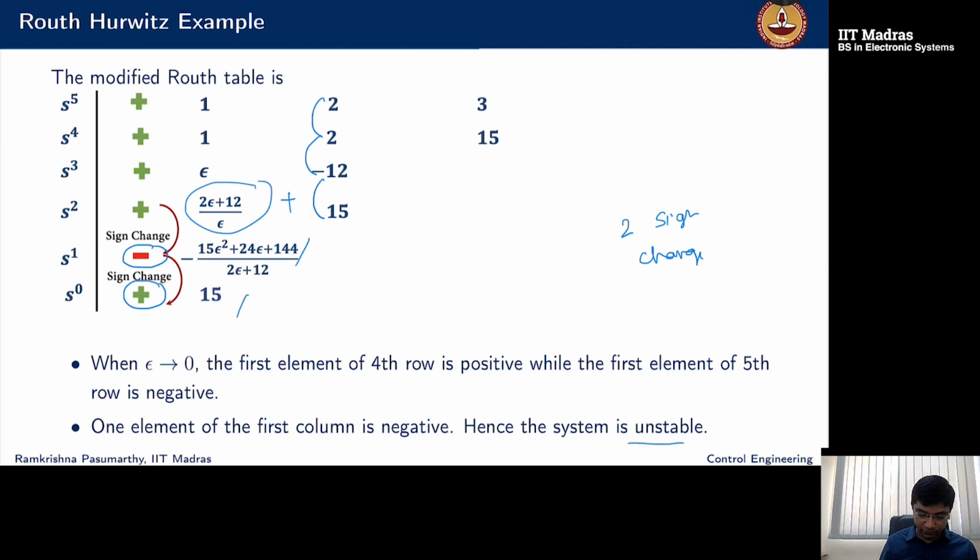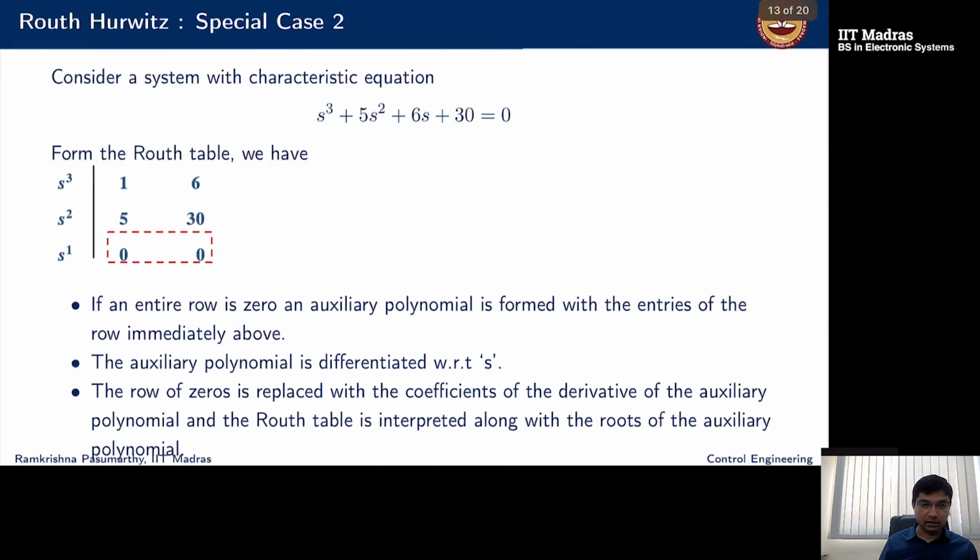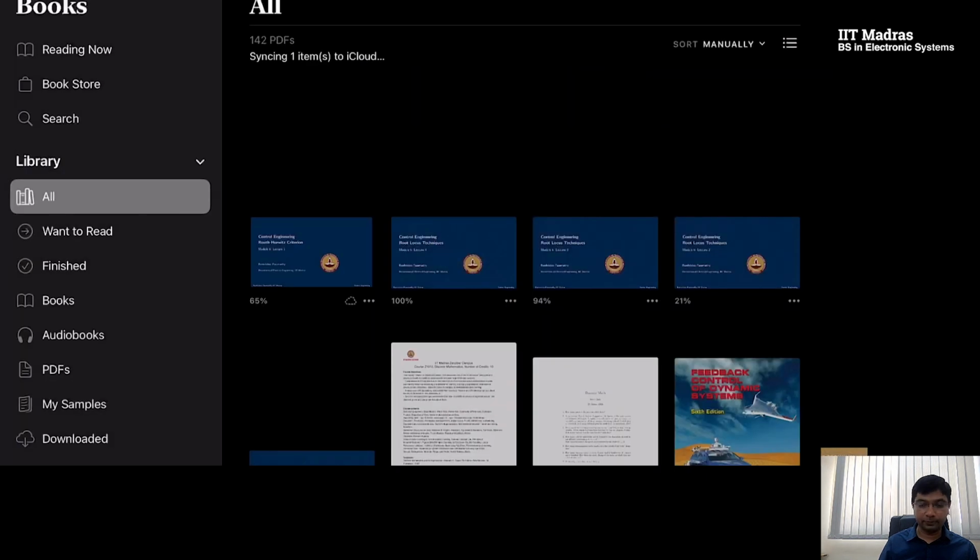So the system therefore is unstable because we see two sign changes in the first column of the Routh array. Okay, more cases. So I look at this particular equation, s cube plus 5s square plus 6s plus 30.